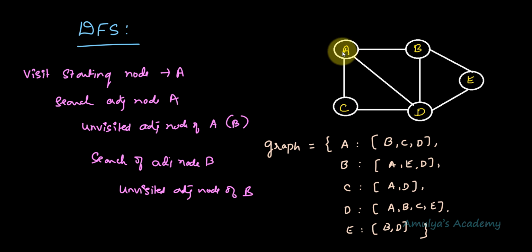We need to start the traversal operation from the starting node. So I'll take this as the starting node. What I need to do? I need to visit that. That means I'll print its data. After that, I need to mark this node as visited. For that, I'll add this to set.